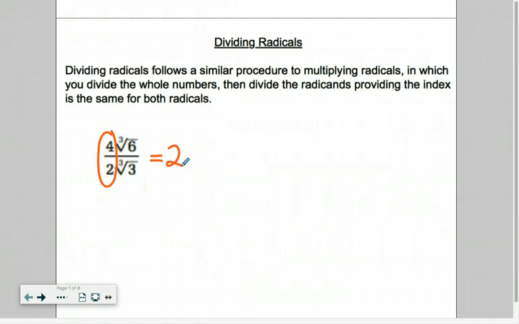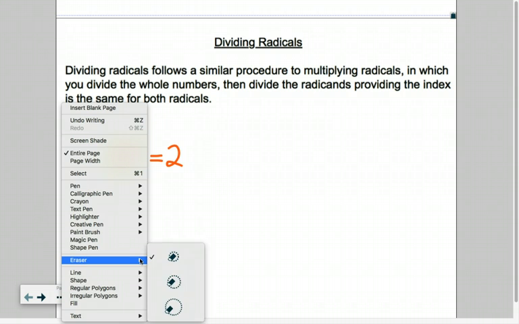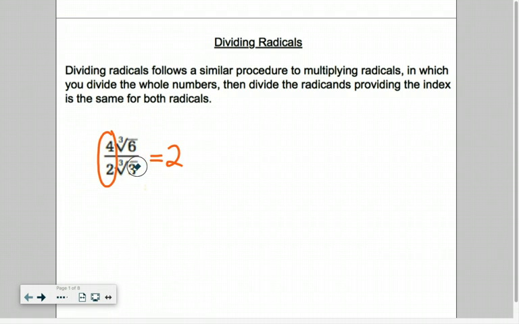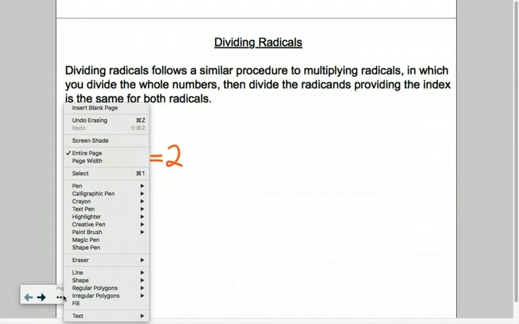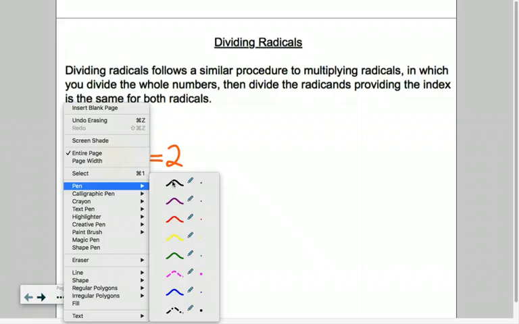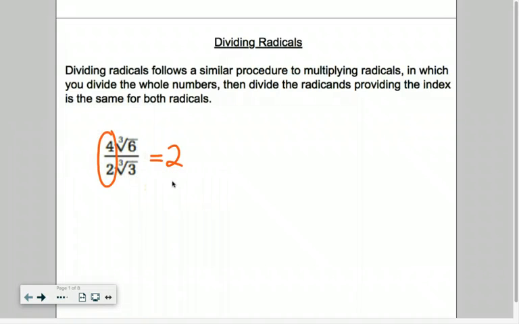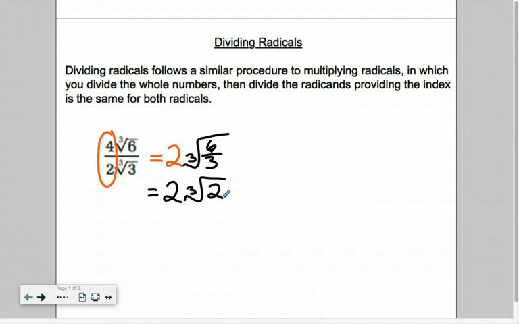And then I'm going to look at my radical parts. Well, they're both cube roots, so I can in fact divide those, okay? And I'll just put them under the same radicand. So that is just going to mean now that I can have the cube root of 6 divided by the cube root of 3. So that's going to now become the cube root of 6 divided by 3. So that's 2 times the cube root of, and 6 divided by 3 is, of course, 2. And I can't simplify that any further, so that would be my final answer here. Okay, so divide your whole numbers, divide your radicands, providing you have the same index.